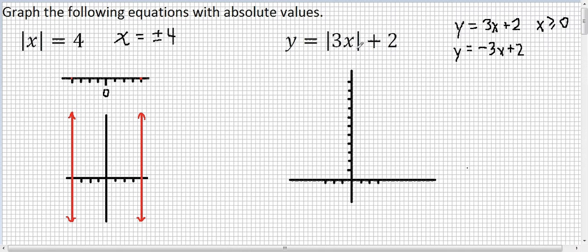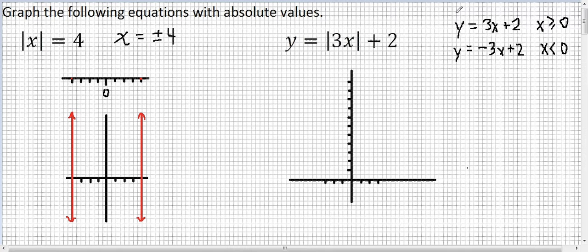And when is the quantity 3x negative? If we plug in a negative number for x, positive multiplied by a negative number is a negative number. So since we have to change the sign when x is negative, we take the part of this graph when x is less than 0. Okay, so let's go ahead and graph these equations with these restrictions. The equation y is equal to minus 3x plus 2 for x is less than 0, and the graph y is equal to 3x plus 2 for x is greater than or equal to 0.